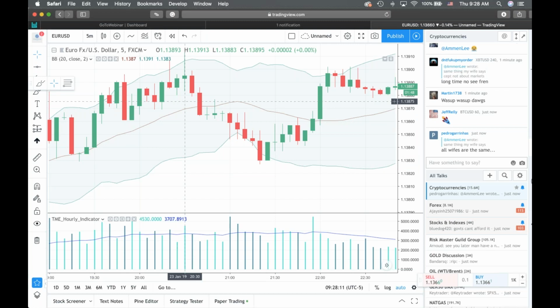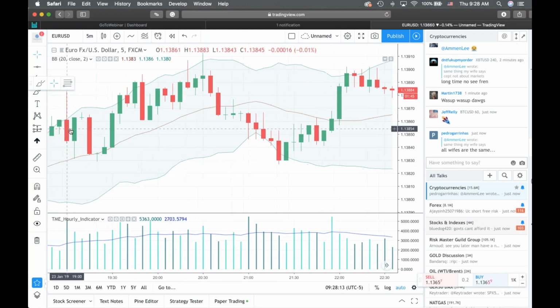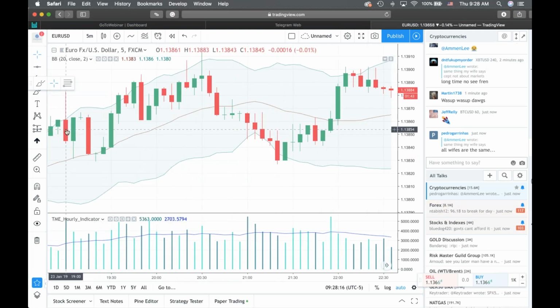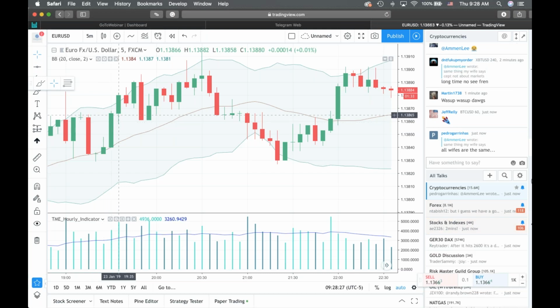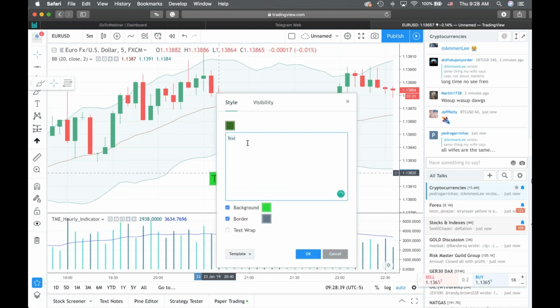Okay, so let's see what happened here. So we had last night, last evening, on the 23rd, EUR/USD bursting outside the upper band at 7:35. Okay, let me just write it down. We will know this is a sell signal.